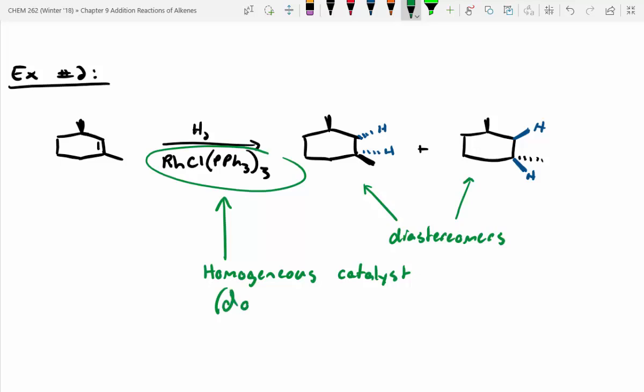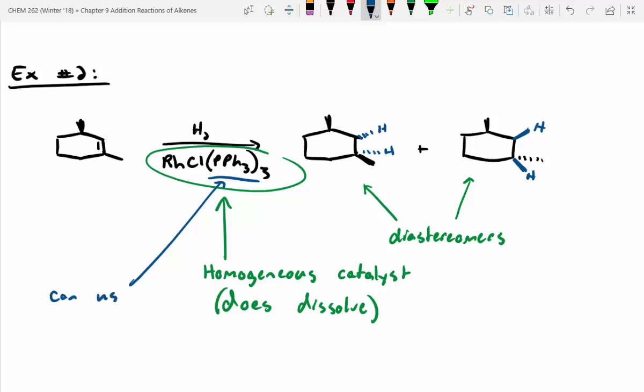Where it does dissolve. So this has a rhodium center with ligands around it. It has 3 triphenylphosphine ligands and 1 chlorine ligand. The cool thing with this is you can swap out one of these ligands for a chiral ligand, and when you do that, the hydrogens prefer to attach to one face of the alkene over the other, and you can actually preferentially make one enantiomer or one diastereomer over the other.